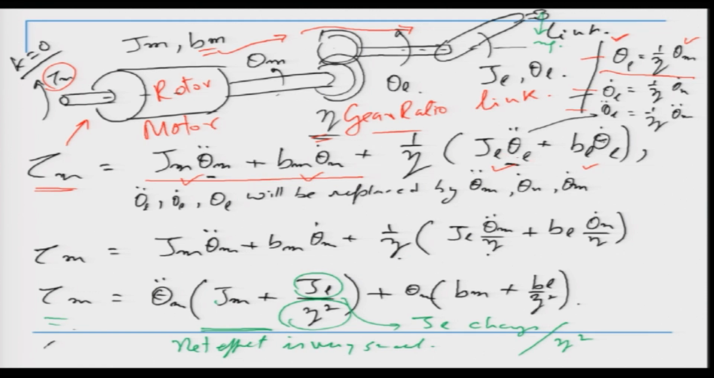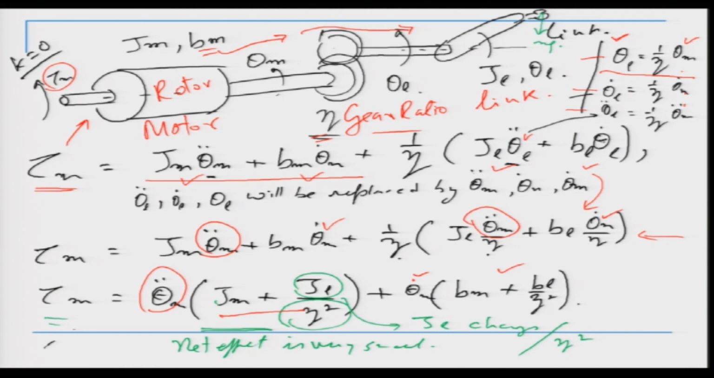Now, if we convert everything to theta L, that means I simply replace theta L by theta m using these equations, and what we get is this equation here. Now, I combine all the theta m double dots to be here, and then I get this term. Similarly, I combine all theta m dot, and what I get is this theta m dot. So, what we get is this equation, right.